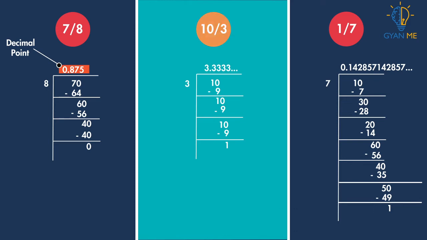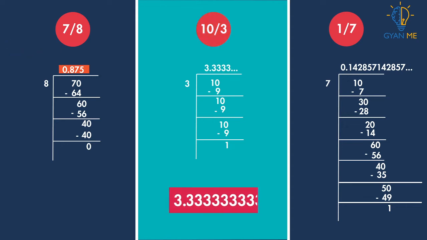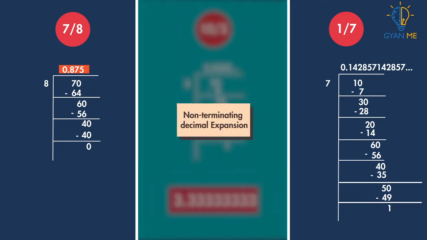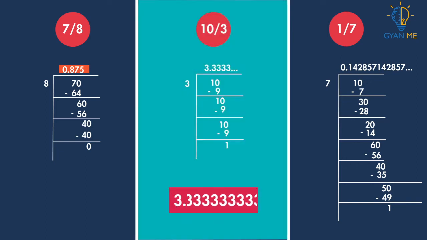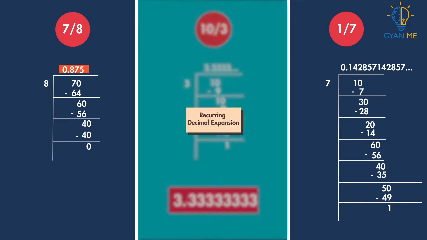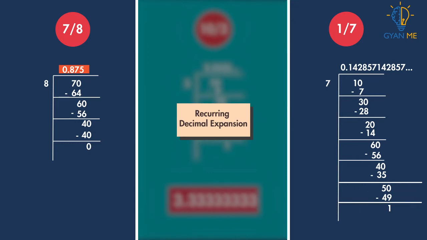When we divide 10 by 3, we observe that the answer of division is 3.333, which is its quotient. That is, the division for this number will never end. Such kind of decimal expansion is called non-terminating decimal expansion. Also, observe that 3 is repeating. That is, it is reoccurring. Therefore, it is called as recurring decimal expansion.